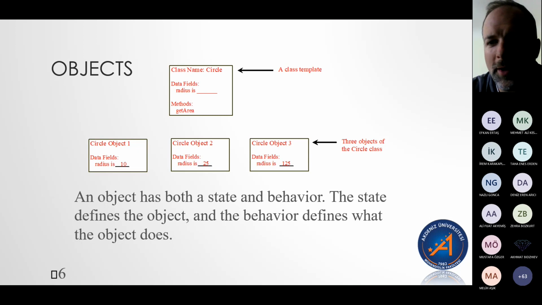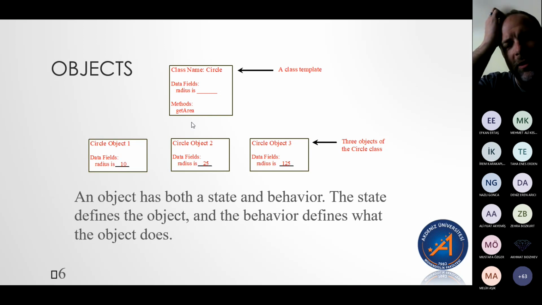Right, so yes, pi times the radius squared, right? So if we know the radius, we can calculate the area. We don't need to store the area as a separate data field because the area, we could call that derived. There's another word called derived, right? So if we know the radius, we can calculate the area.